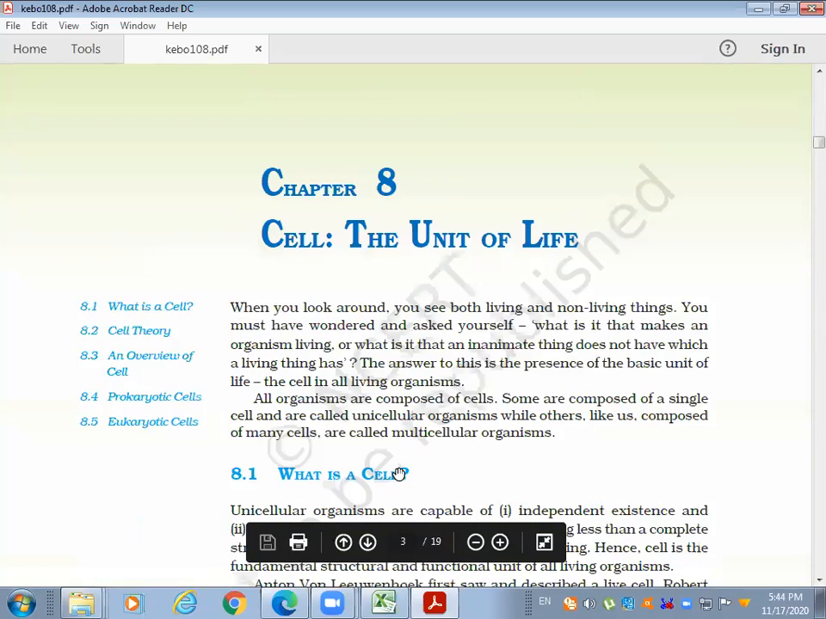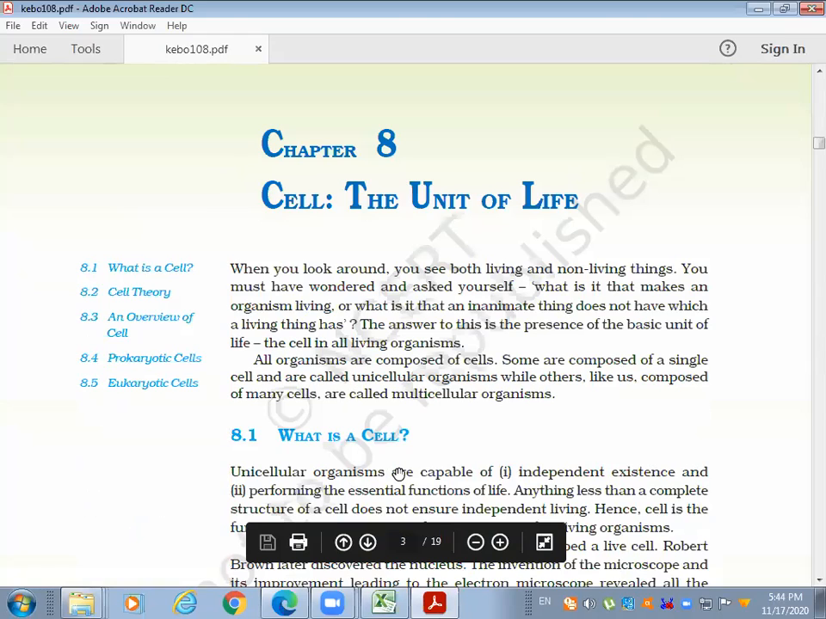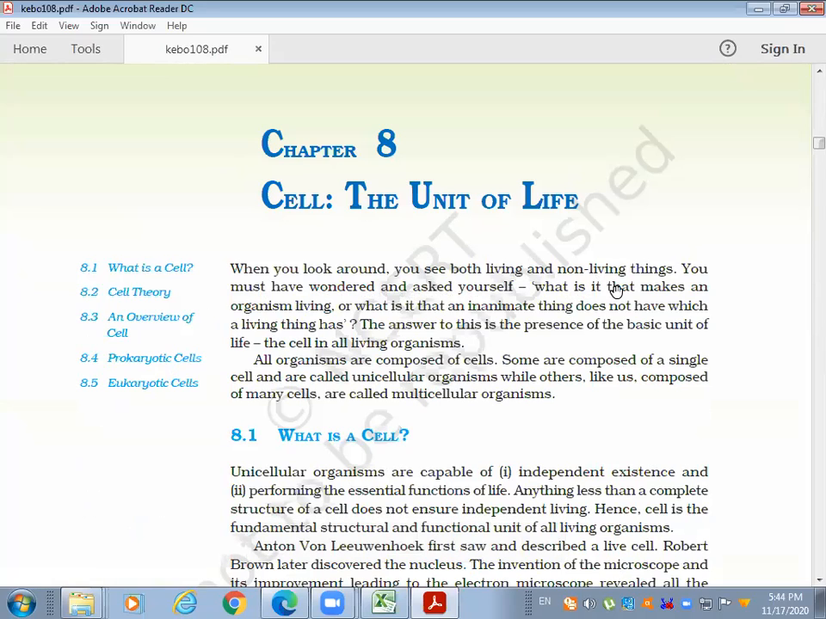Let's go into the topic then. Chapter 8, the cell, the unit of life. When you look around, you see both living and non-living things. You must have wondered and asked yourself, what is it that makes an organism living, or what is it that an inanimate thing does not have, which a living thing has? The answer to this is the presence of the basic unit of life, the cell, in all living organisms.